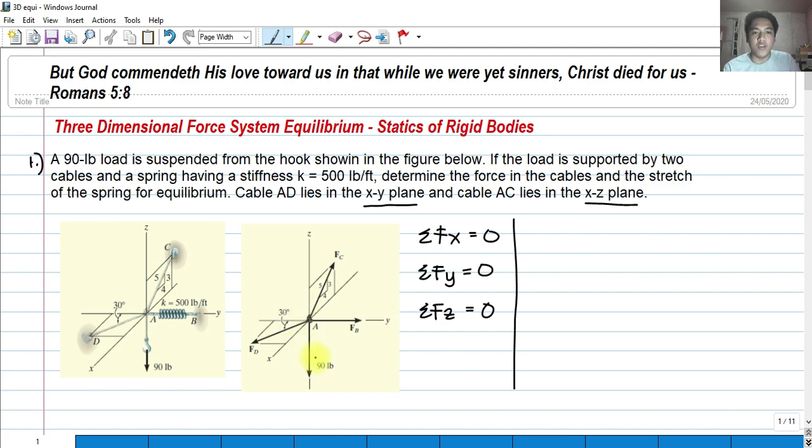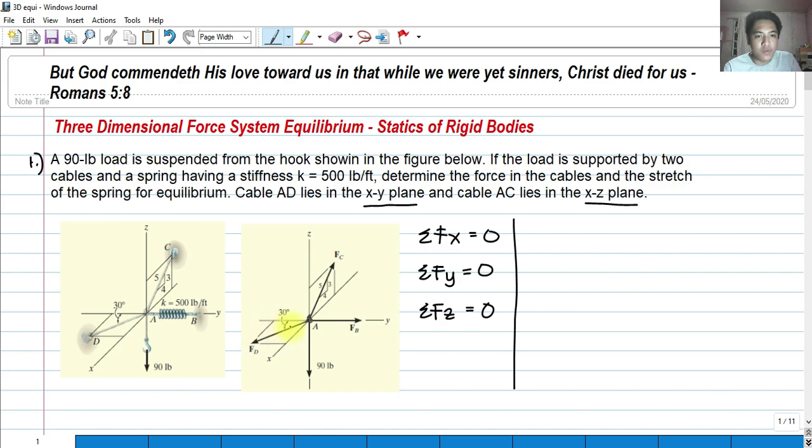We need to take note of the direction of the forces, as we will be using that to get the correct sign of the force components. So summation of F of x equals 0. Let's start with this F sub D, the tension F sub D. How are we going to get the X component of this? As we all know, this is the X component, and this length is the same as this length.